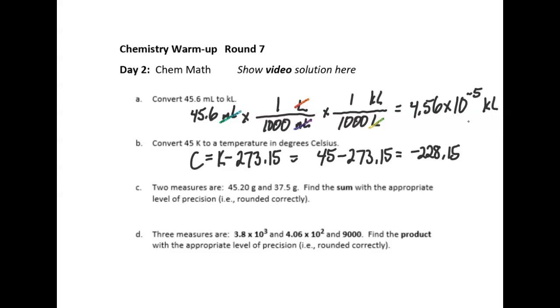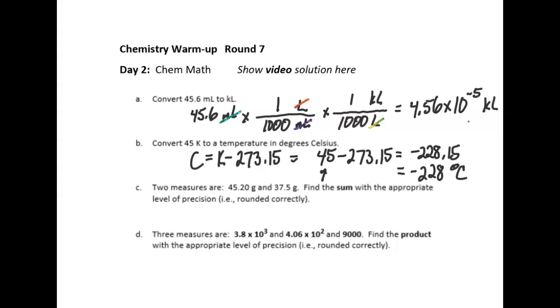We need to think about rounding our answer. This is a subtraction problem, and the rounding rule for subtraction is the same as for adding. Pay attention to the decimal digits on the answer. Because the first number, 45, has no decimal digits, our answer can have no decimal digits. We should round to just negative 228 degrees Celsius.